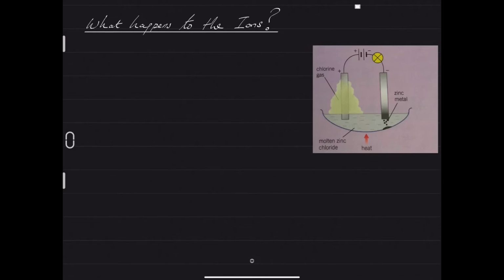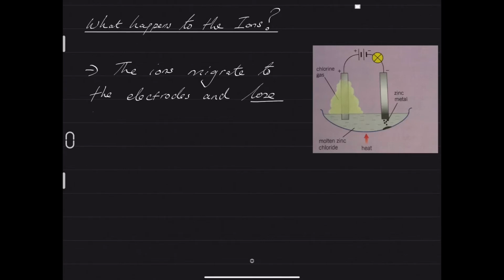So can we take this down? When the ions migrate to the electrodes and lose their charge, they become atoms. Now this is important.